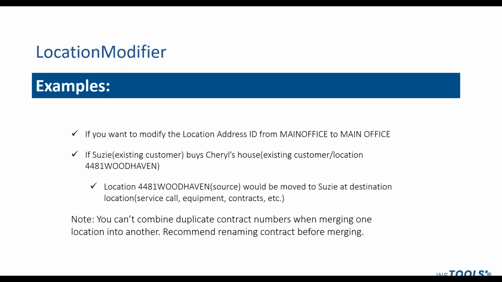If the contract that Susie has for her location and Cheryl's location are the same name, this is where you're going to get a message that tells you you can't merge them, because we don't merge contracts together because they're very unique and they all have their own revenue recognition and things like that. Our recommendation is that you rename one of your contracts and then you could do the merging, right?